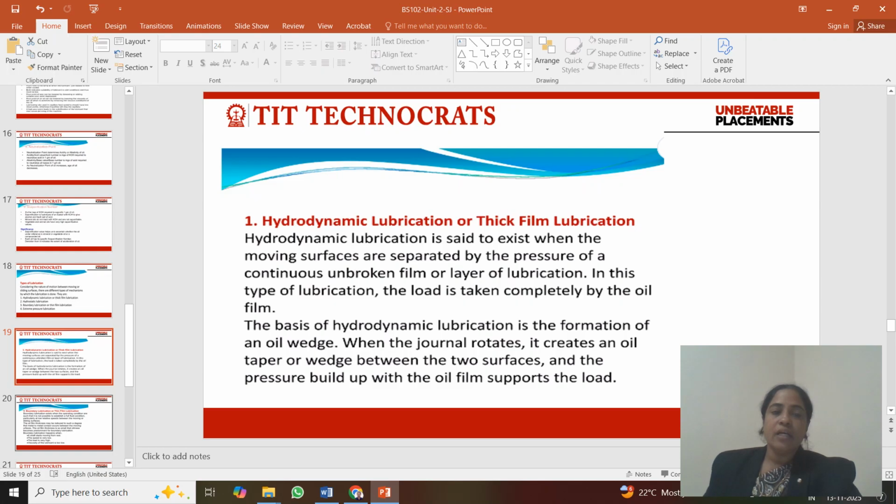Students, in the hydrodynamic lubrication or thick film mechanism, a bulk quantity of lubricating oil is required to make a proper adsorption layer between the parts of the machine, and this type of mechanism is applicable for slow speed, high speed, low temperature and low pressure. Again I repeat, this type of mechanism is required for high speed, low temperature and low pressure.